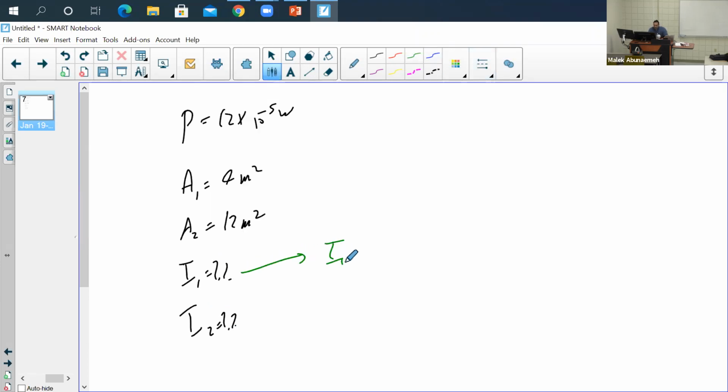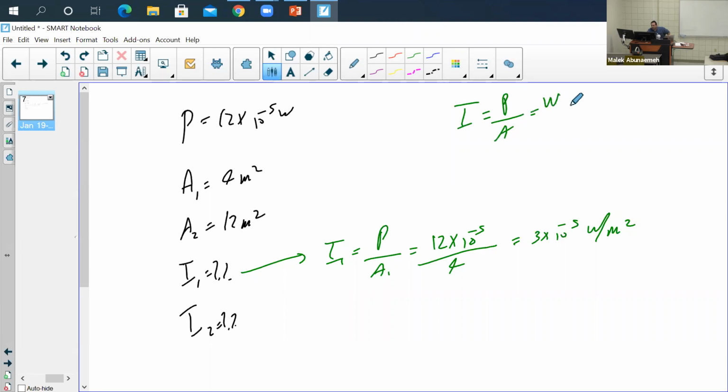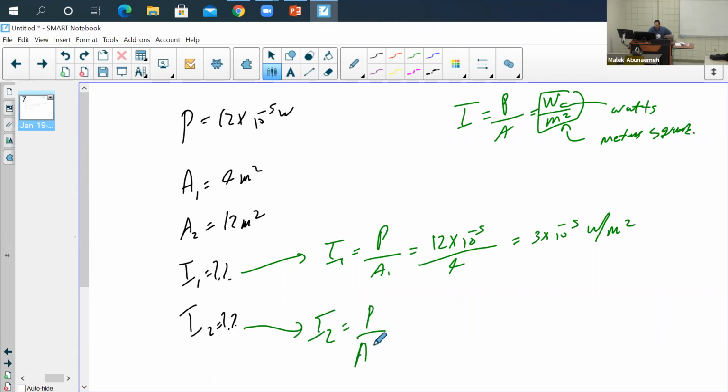For this one, your intensity I1 is going to equal your P over your A1 area, which is 12 times 10 to the negative 5 divided by 4. So 12 divided by 4 is 3 times 10 to the negative 5 watts per meter squared. By the way, your I equals your power divided by the area, which is watts per meter squared. For part 2, your I2 is again going to equal your power over your area 2, which is 12 times 10 to the negative 5 divided by 12. The 12 goes away, so you're going to have 10 to the negative 5 watts per meter squared.